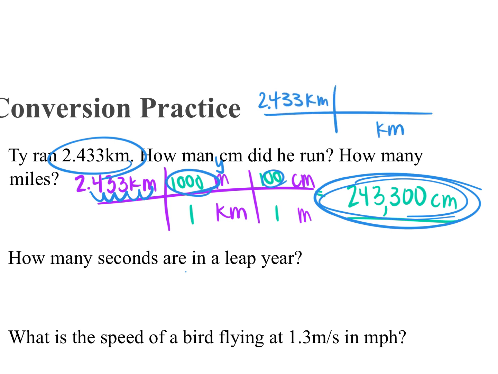You could go kilometers directly to miles if you know that conversion. If you don't, then I'd probably go meters, then meters to miles. Okay, it's up to you. 1 kilometer is 1,000 meters. Do we know how many meters are in a mile? Like track people?